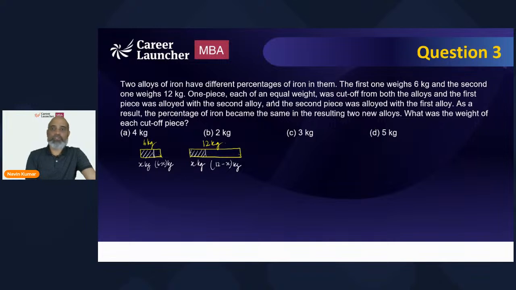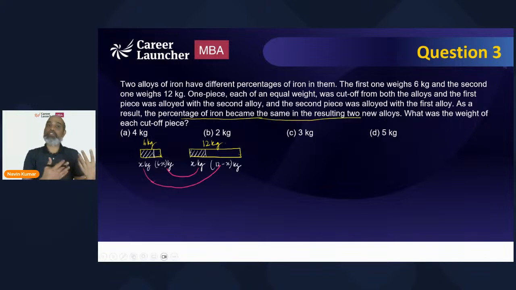Once this was cut off, the first piece of alloy was mixed with the second alloy and the second piece with the first alloy. So what we are doing is mixing X kg from the 6 kg component and 12 minus X kg from the 12 kg component. And we are also mixing 6 minus X kg from the 6 kg alloy with X kg of the 12 kg alloy. When this is done, it is mentioned that the percentage of iron became the same in the resulting two new alloys.